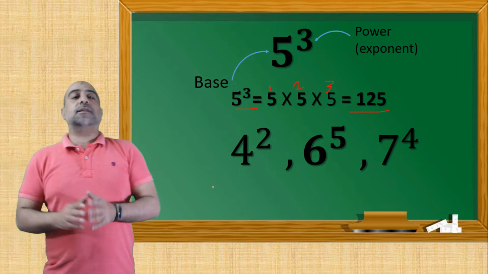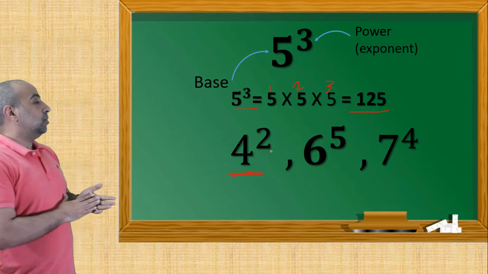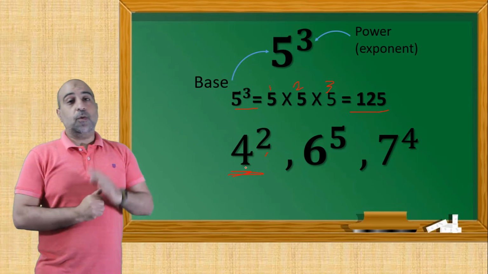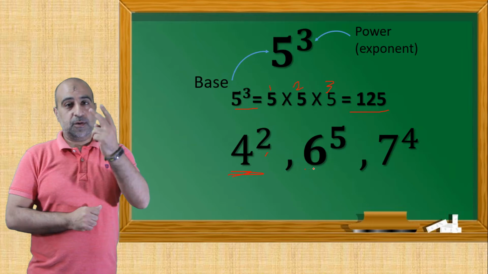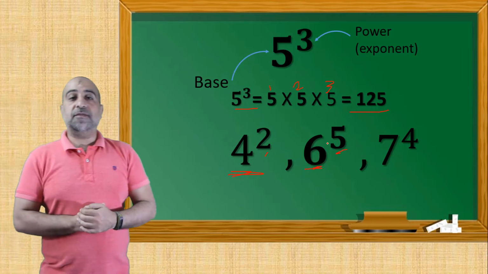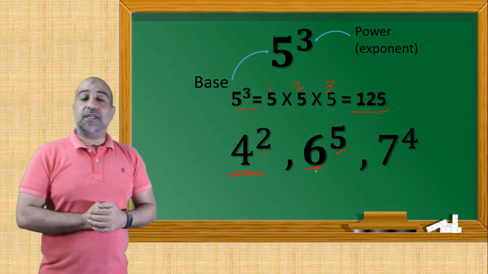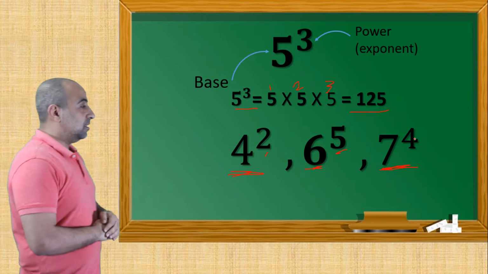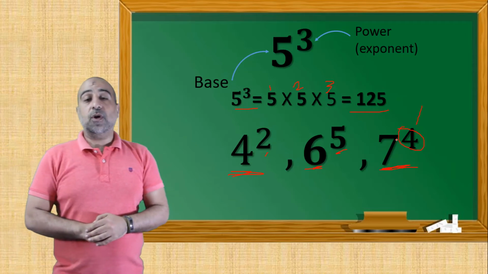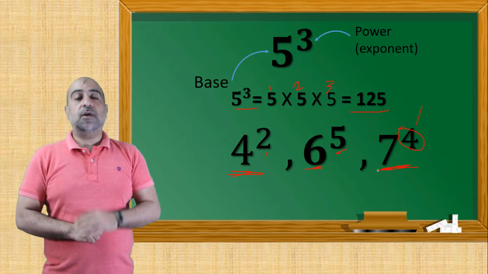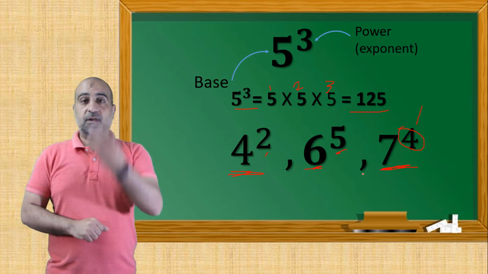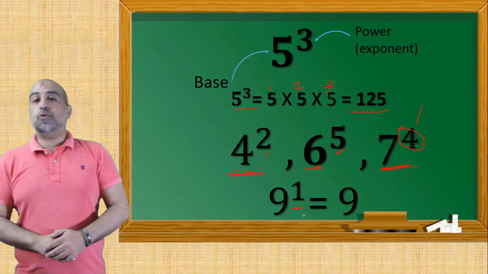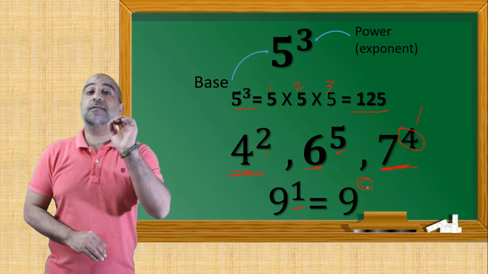In the same way, let's read these forms. 4 to the power of 2, or the second power to the number 4, which means 4 multiply itself twice, and 6 to the power of 5, or the fifth power to the number 6, which means 6 multiply itself 5 times, and 7 to the power of 4, or the fourth power to the number 7, which means 7 multiply itself 4 times, and the last form, which is 9 to the power of 1, which equals 9.